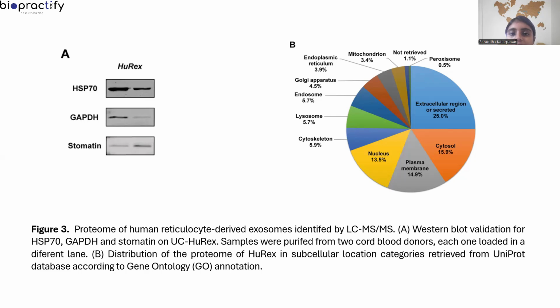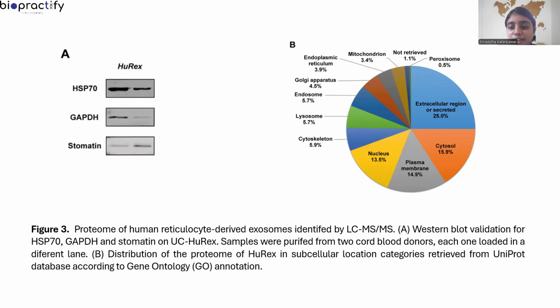Graph B represents the distribution of the proteome of human reticulocyte derived exosomes in subcellular location categories retrieved from the UniProt database according to gene ontology and annotation. As we can see, the majority of the proteins, about 25% of the exosome, occur in the extracellular region.